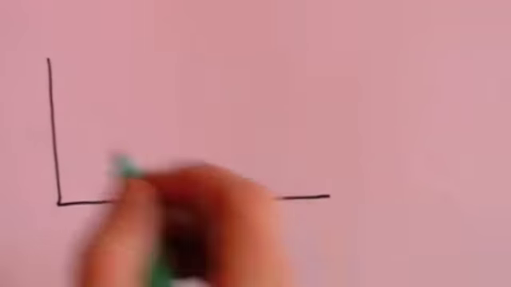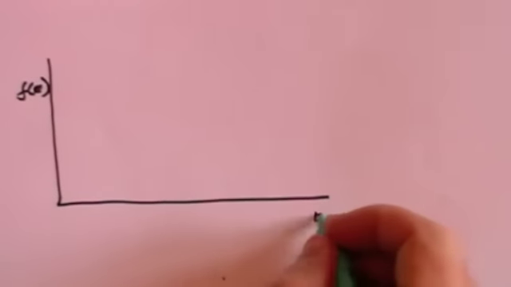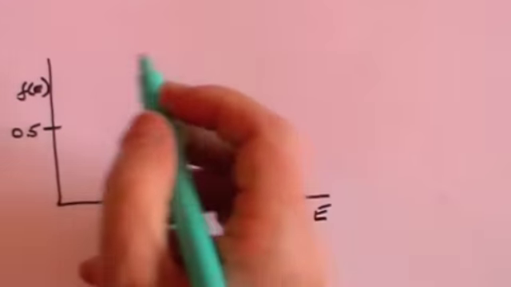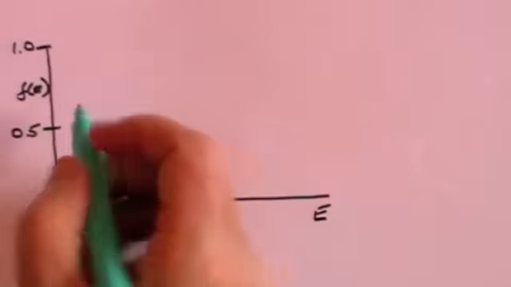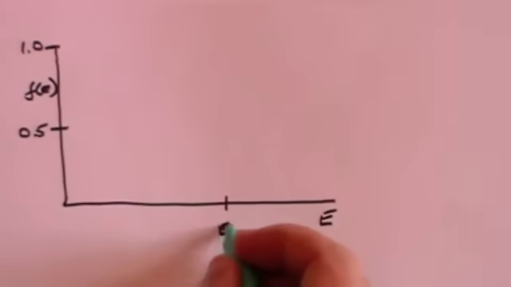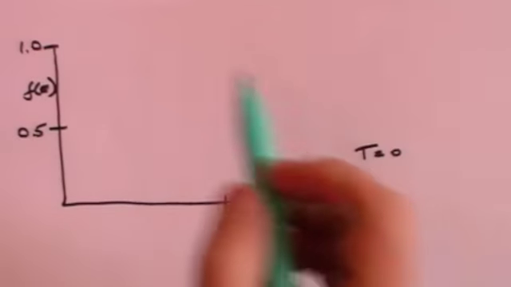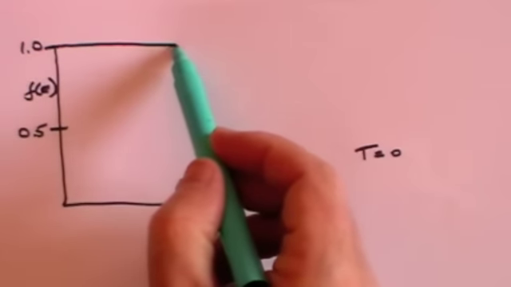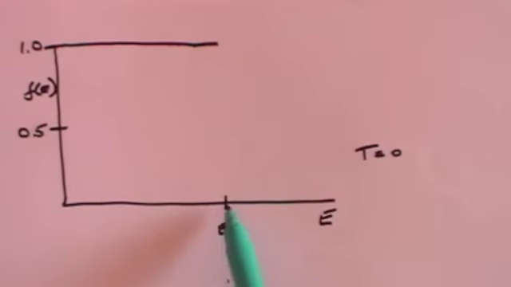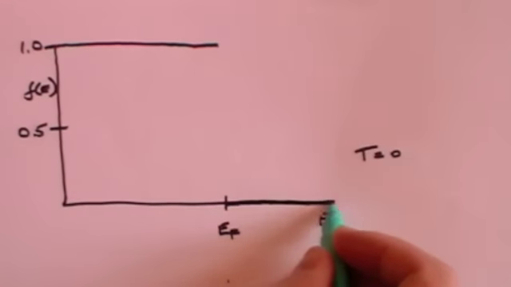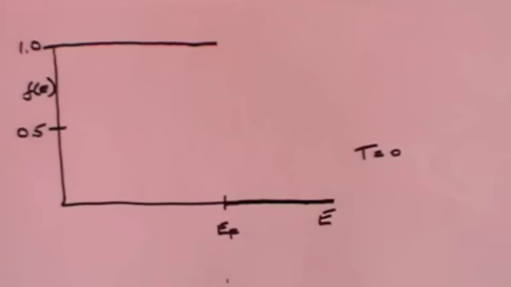So if we plot the probability that an energy level will be occupied against that energy, and we'll say that this is 0.5 and this is 1, and let's make this the Fermi level here, then when T is 0, there is 100% probability that all the energies below the Fermi level will be occupied, and there is a 0 probability that the energy levels above the Fermi level will be occupied.